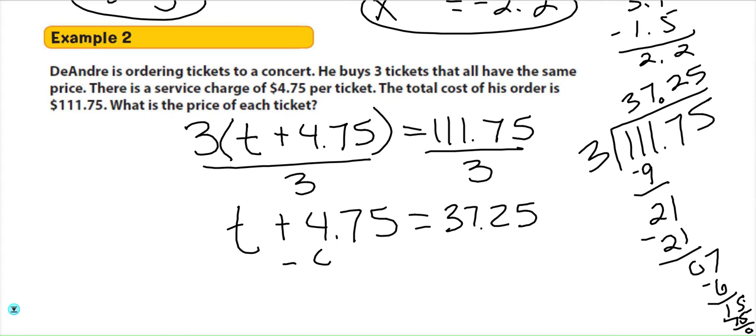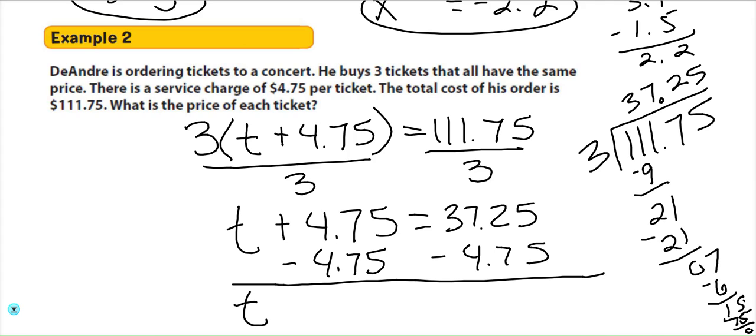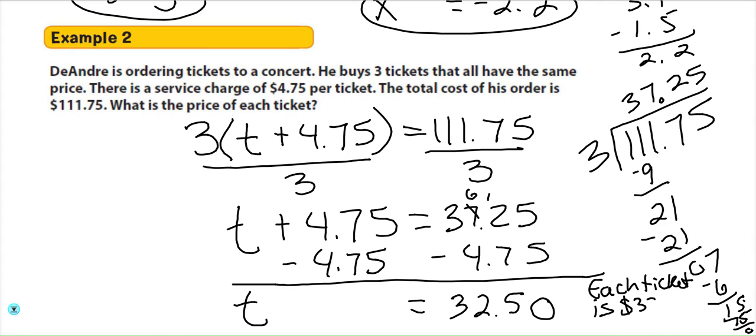Then we're going to subtract 4.75. It gives me t equals, we're subtracting, so that would be 0. We're going to need to borrow, so that'd be 6, 12, 5, and 32.50. Okay, so each ticket is $32.50. Kind of out of room here. I guess I'll write small. Each ticket is $32.50. Okay.